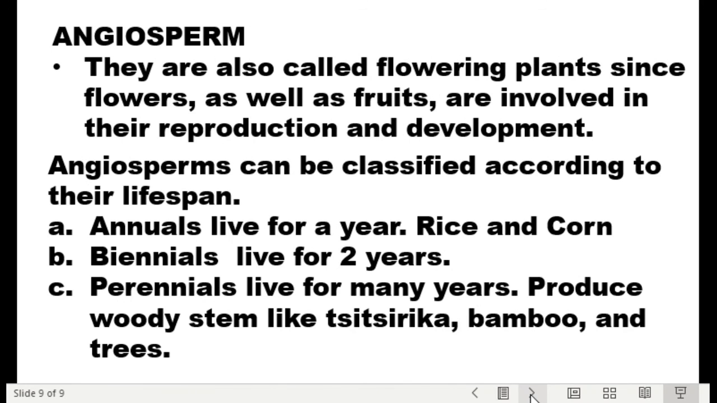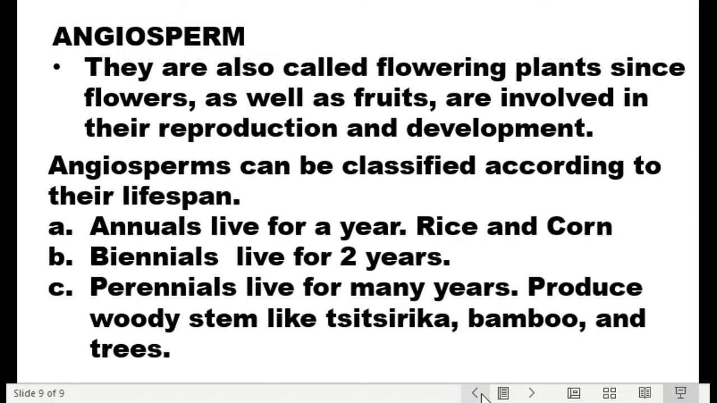Next, kung meron tayong gymnosperm na nagbe-bear ng cones, ito naman angiosperm flowering plants. Since they bear flowers as well as fruits, and these fruits are involved in the reproduction and development. The angiosperms are classified according to their lifespan. May nabubuhay na annual lang, yung a year like rice and corn, and then biennial, 2 years, and then perennial, they live for many years. Example, chichirica and bamboo trees, matagal ang buhay niyan. So that ends our topic about Kingdom Plantae.